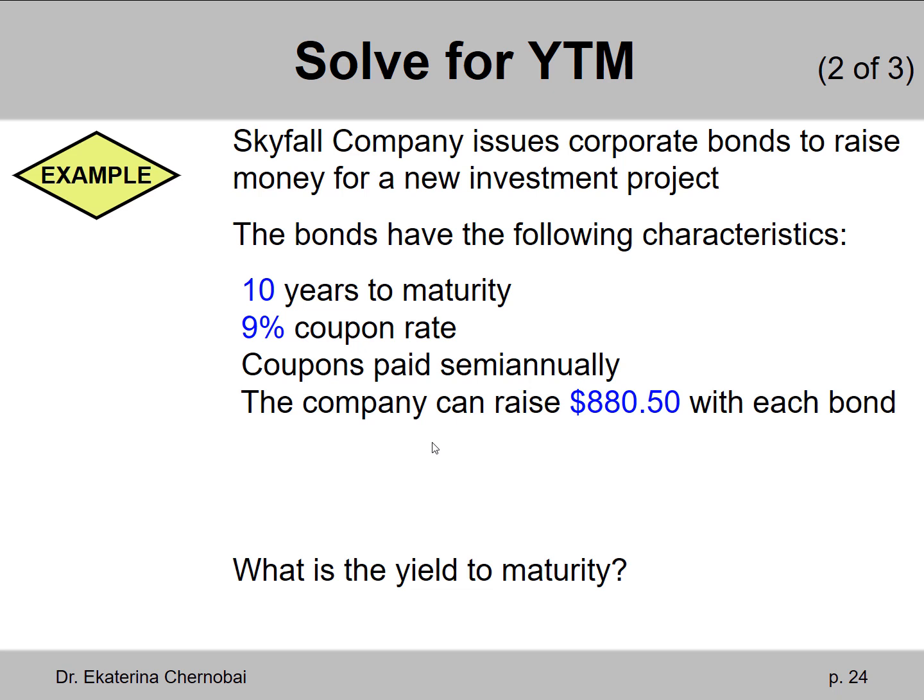Skyfall Company issues corporate bonds to raise money for a new investment project. So it would like to borrow money, essentially. The bonds that this company issues have the following characteristics: 10 years to maturity, 9% coupon rate, coupons paid semi-annually, and the company can raise $880.50 with each bond. What is the yield to maturity?